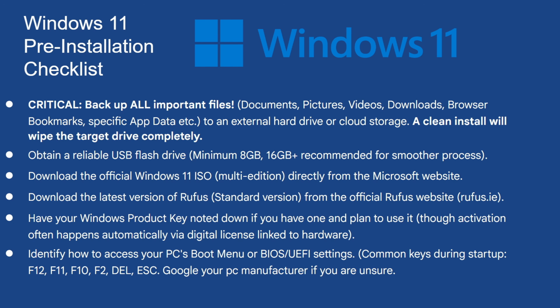We're going to download the official Windows 11 ISO from the Microsoft website. We're going to download the latest version of Rufus from the official Rufus website. That's the tool that we'll use to install Windows, and it has the features built in to bypass some of the stuff that we don't want. If possible, you just might want to make sure that you have your Windows product key noted down. Typically, this is not necessary because it's a digital license linked to your hardware.